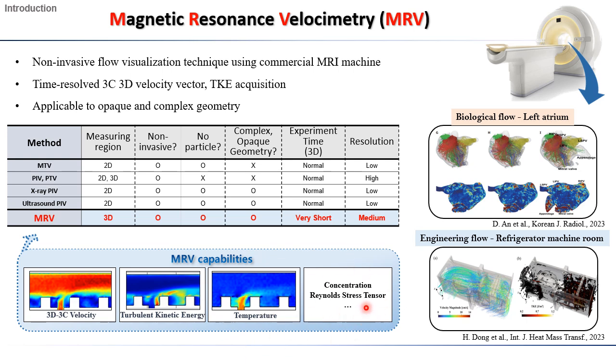It was primarily used in the medical field, particularly in applications like the flow inside heart and arteries. Currently, it is also widely used in various engineering flow fields, such as the flow inside the refrigerator.